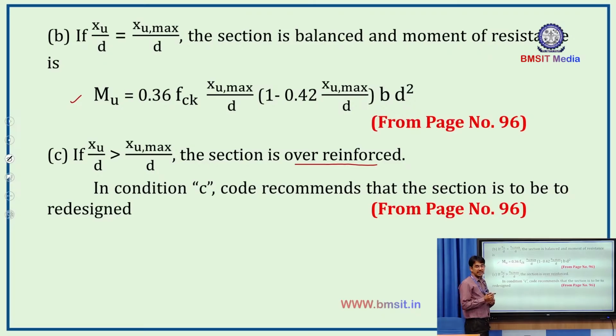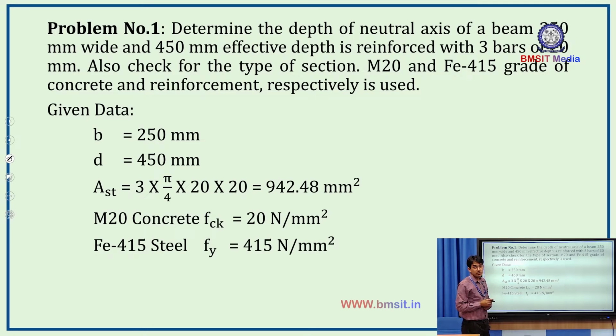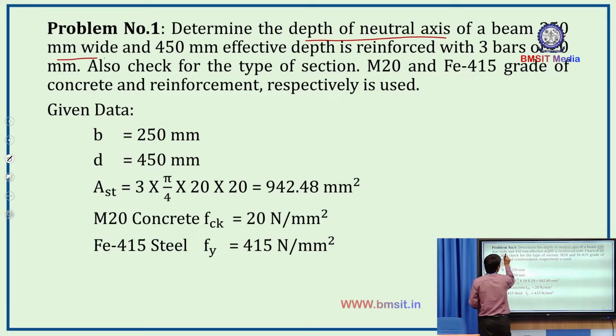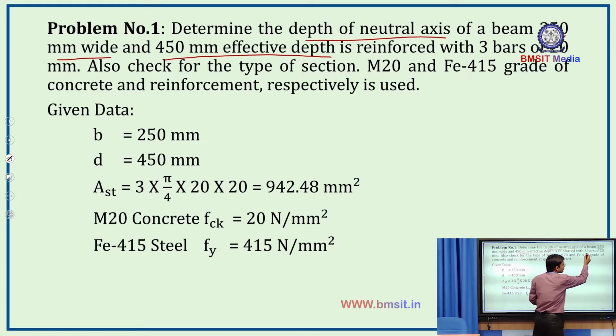Now I will take a numerical. This is one question I have, in which I have to determine the depth of the neutral axis. The beam size is given as 250 mm, and 450 mm is the effective depth, which is already given. After that, we are providing 3 bars of 20 mm diameter.